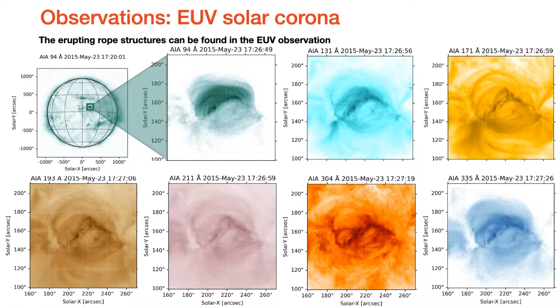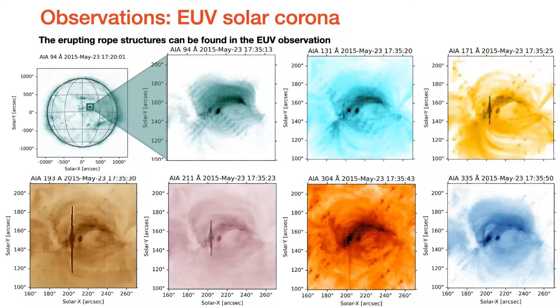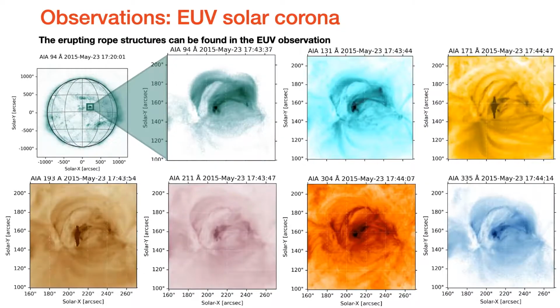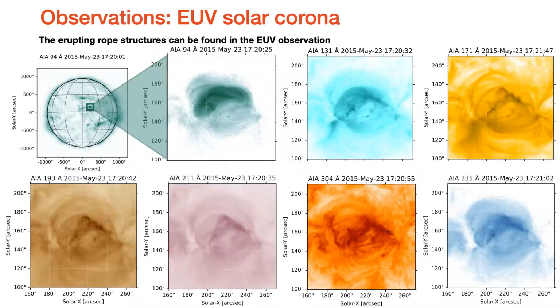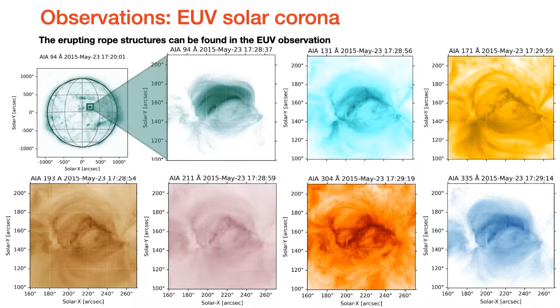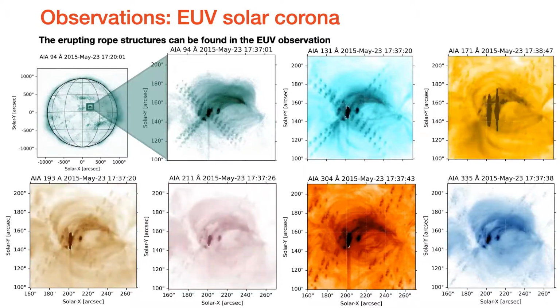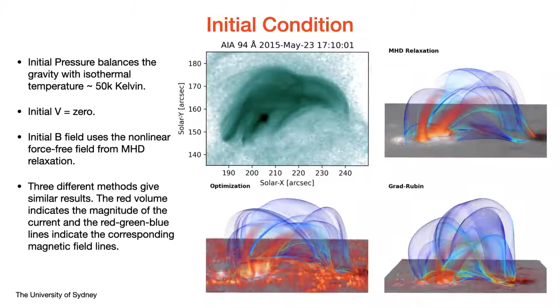Here are the observations from the AIA EUV measurements. It's very clear that at the initial stage, some brightenings occurred at the foot point of the flux rope, and then the rope experienced a sudden rise and then stopped.